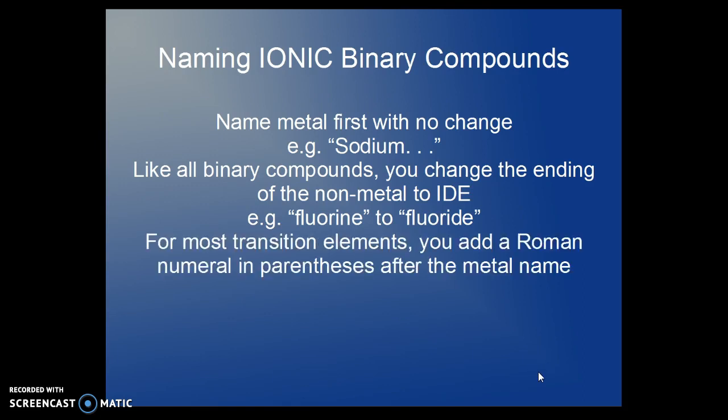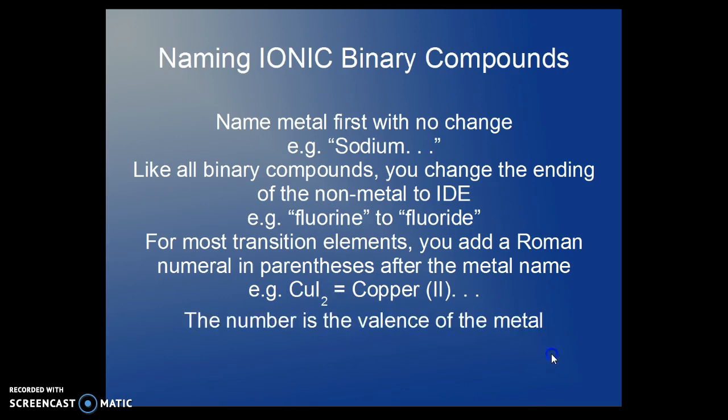For most transition elements, you're going to add a Roman numeral in parentheses after the name of the metal. For instance, CuI2 starts with copper(II) because iodine has a valence of -1. Since there's two of them, the copper has to have a valence of +2. The number in Roman numerals is the valence of that metal. And remember, in ionic compounds, there are no prefixes on either element.